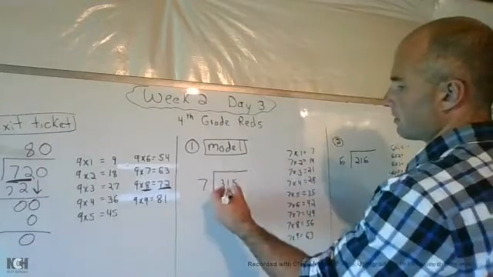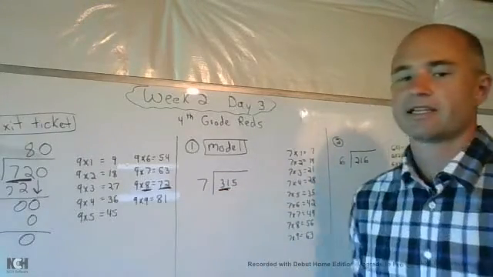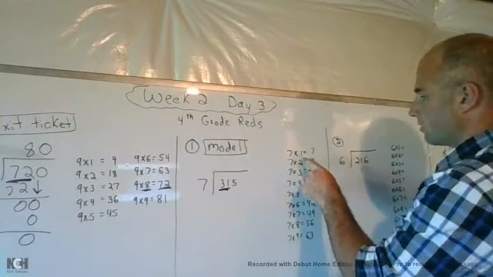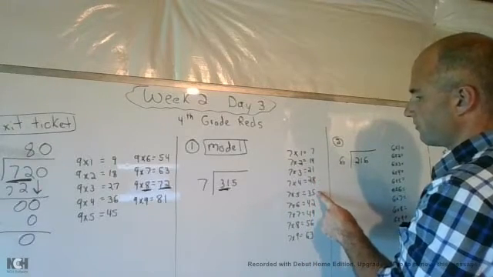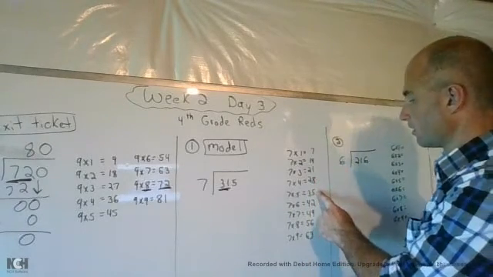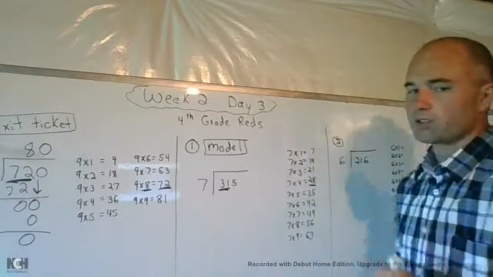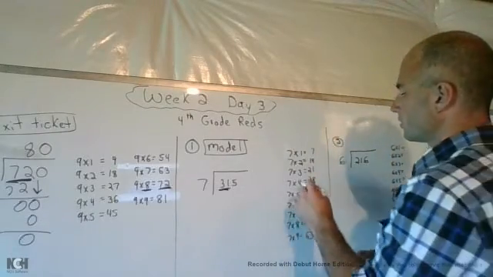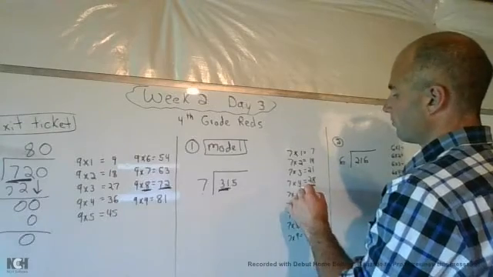So, can 7 go into 3? No. Can 7 go into 31? Yes. How many times? Well, let me take a look here. We got 7, 14, 21, 28, 35. Whoop, too much. I'm going to backtrack up to the 28. That's the closest I can get to without going over. So therefore, 7 goes into 31 4 times.